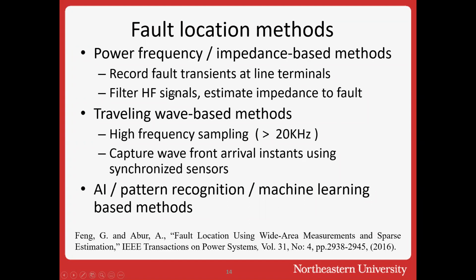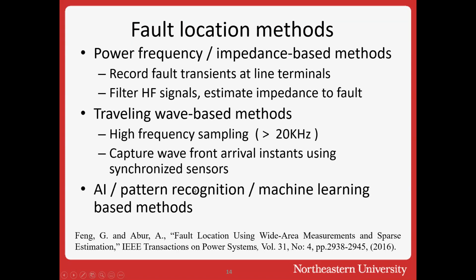where you filter out the high frequency signals from the fault signals, and then you estimate the apparent impedance to the fault from one end of the line and variations to it. Now, in the second one, we have traveling wave-based methods, and these methods typically try to do exactly the opposite, remove the power frequency and then concentrate on the high frequency and capture the traveling waves and then use the time of arrivals and so forth. And based on that, determine the location of the fault.